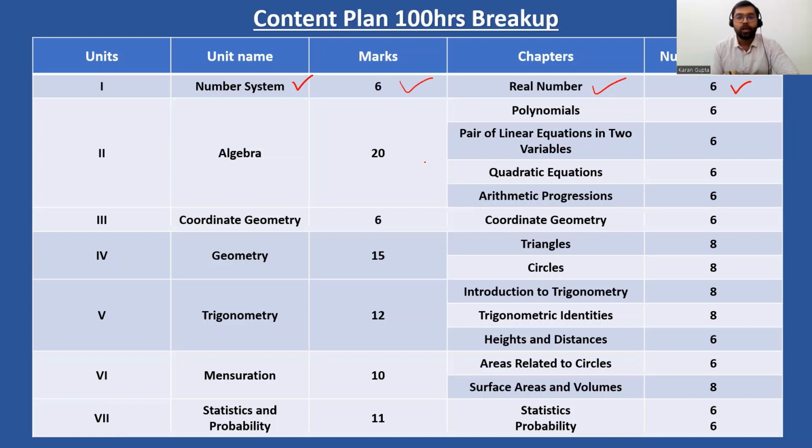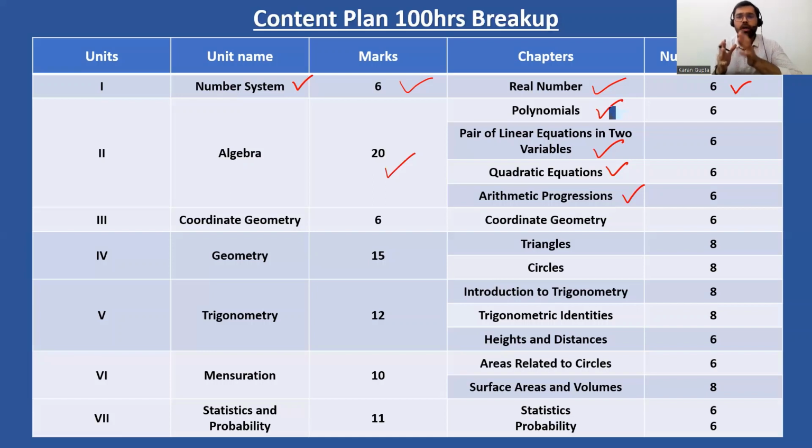Then we will move to algebra. Algebra has a weightage of 20 marks. You can see all the chapters, starting with polynomials, pair of linear equations in two variables, quadratic equation, arithmetic progression. इसमें से सारे chapters आपने class 9 में भी पढ़े हैं. Polynomials के बारे में आपको पता है, linear equations you have studied in one variable, quadratic equation, arithmetic progression. So class 10th में हम लोग कुछ नए concepts देखेंगे.